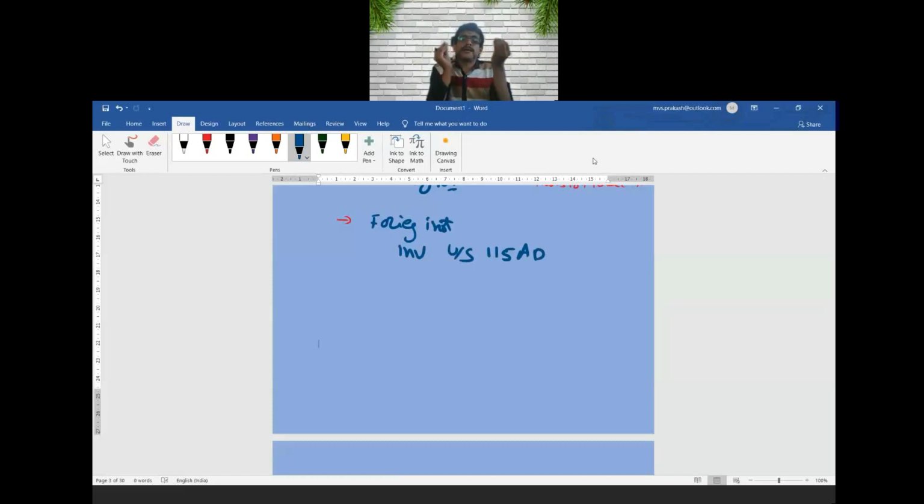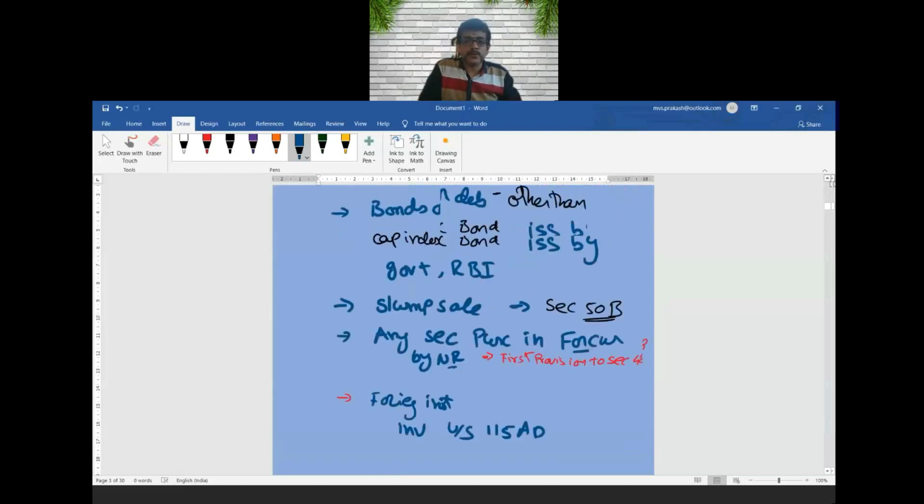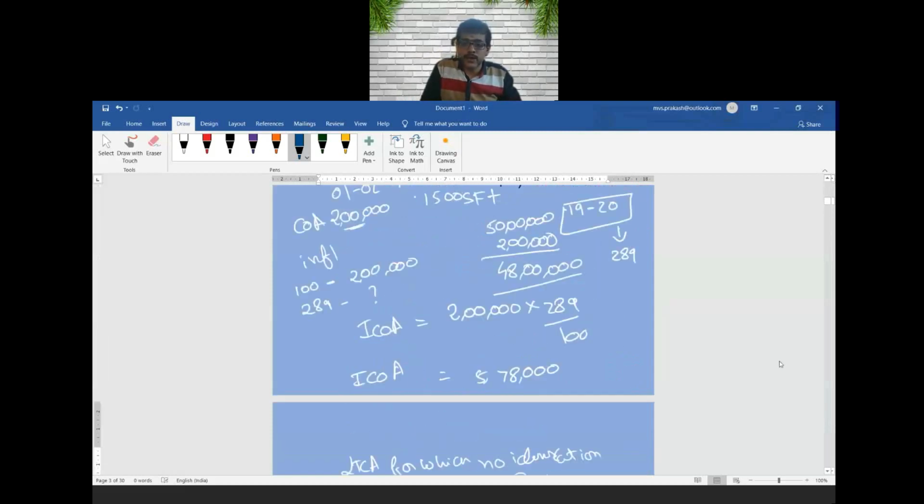In cases other than these, whatever long-term capital asset you transfer, you can always take indexation. Just note this down, then we'll proceed further. So, the cases where indexation cannot be provided, just quickly take this down.